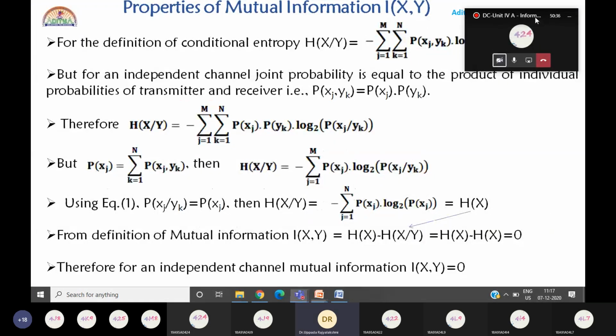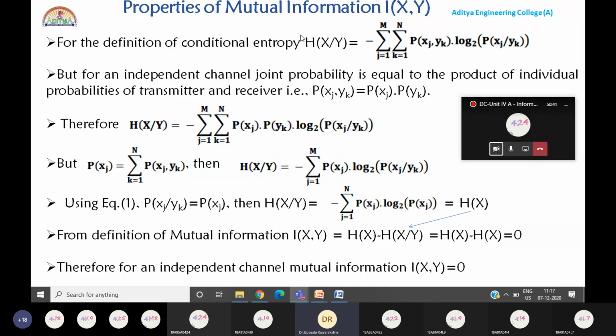So already you know the definition of conditional entropy. What is the definition of conditional entropy? H of x by y is equal to minus summation j is equal to 1 to n, summation k is equal to 1 to n, P of xj comma yk into log P of xj by yk base 2. This is the definition of conditional entropy. I considered H of x by y first, because I of x comma y is H of x minus H of x by y, so that relation is sufficient. No need to prove H of y by x also for this property.